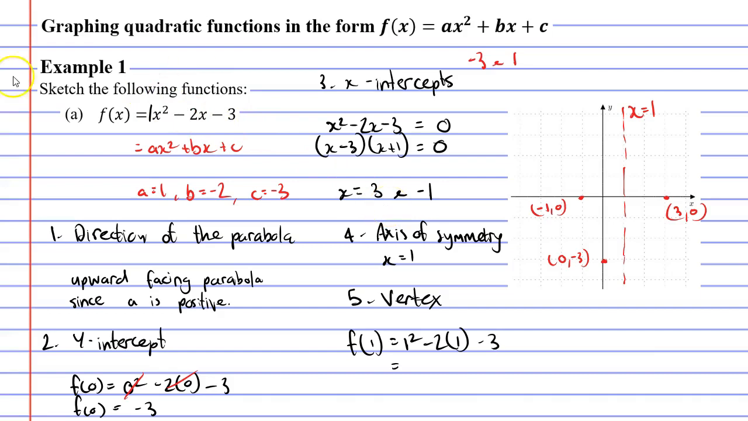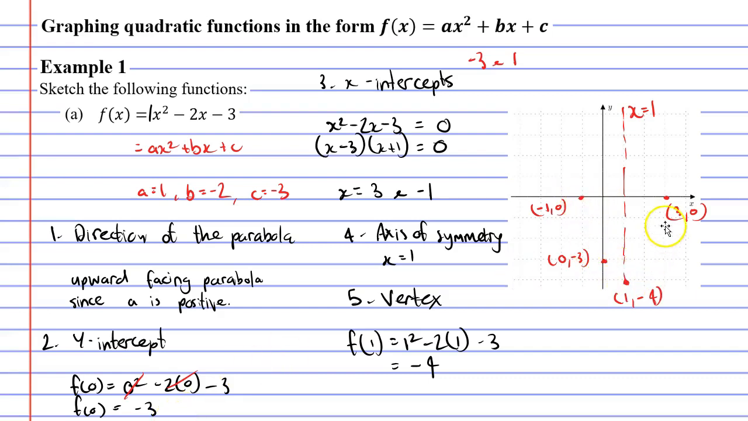Now when we work this out, we get 1 squared, which is 1. So 1 minus 2 minus 3, which will give us negative 4. So when x is 1, y will be negative 4. We'll label that point here. When x is 1, y will be negative 4.